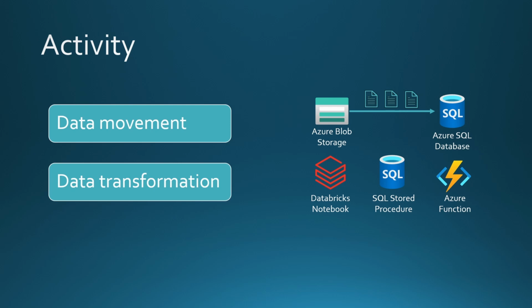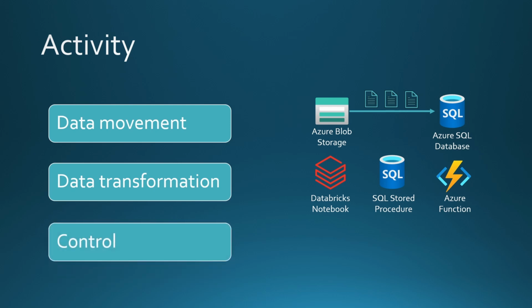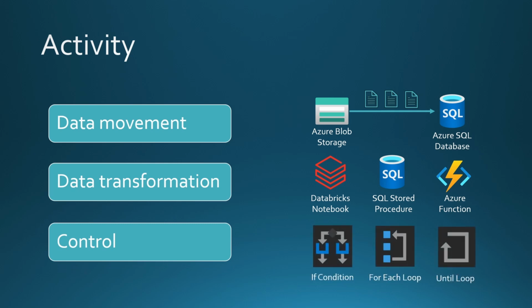Then the last group is control activities, and control activities are used for the pipeline control flow. For example, if you want to put some conditional logic into your pipeline or receive metadata about some files, these are basically your control activities.